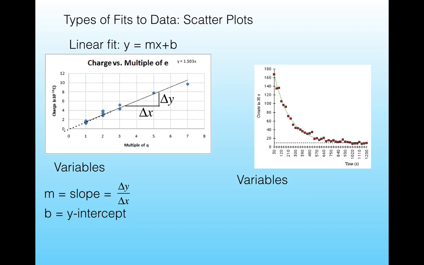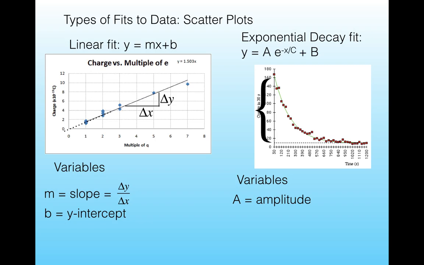Another scatter plot shown here is showing you radioactive decay. So this is a substance that is decaying over time, and it has the form of an exponential decay of the form y is equal to a times e to the minus x over c plus b. In this case, the variables of the fit are a, the amplitude, which is shown by these curly brackets here. It doesn't necessarily always go to 0. It's the difference between the height and then the final asymptote or limit of the plot or of the decay.